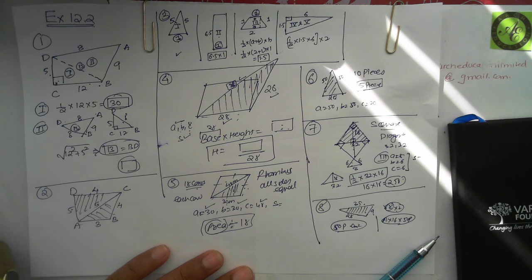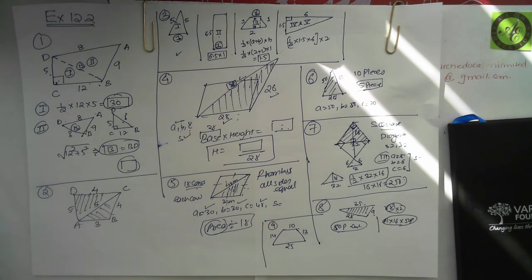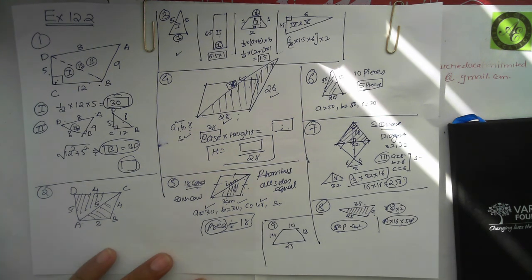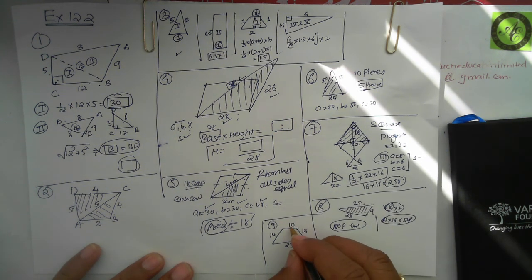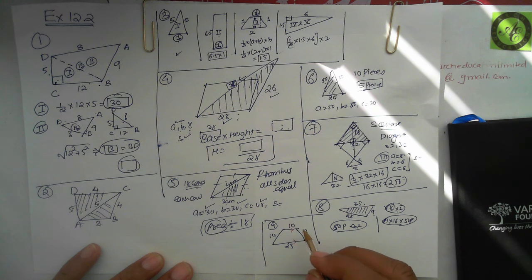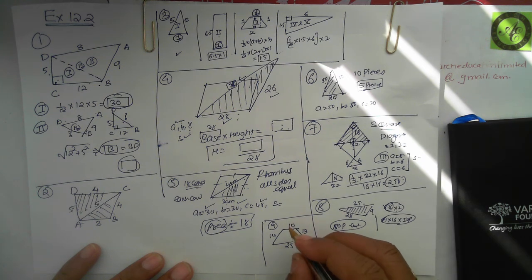So question 9 is a bit trickier, problem solving. It's a trapezium, all 4 sides given. These are the parallel sides. We have to find the area. To find the area of the trapezium, we need to find the height. So how can you find the height is this.